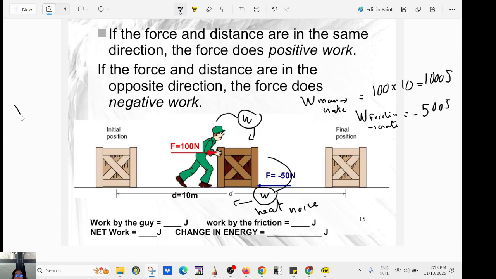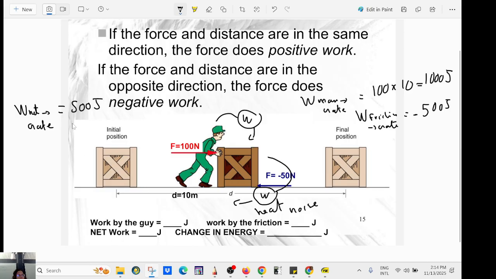So the net work done on the crate will be: what comes in is 1,000, but then you lose 500. So at the end the crate gains 500 joules. That will be the total amount of energy gained by the crate. That will be called the net work.